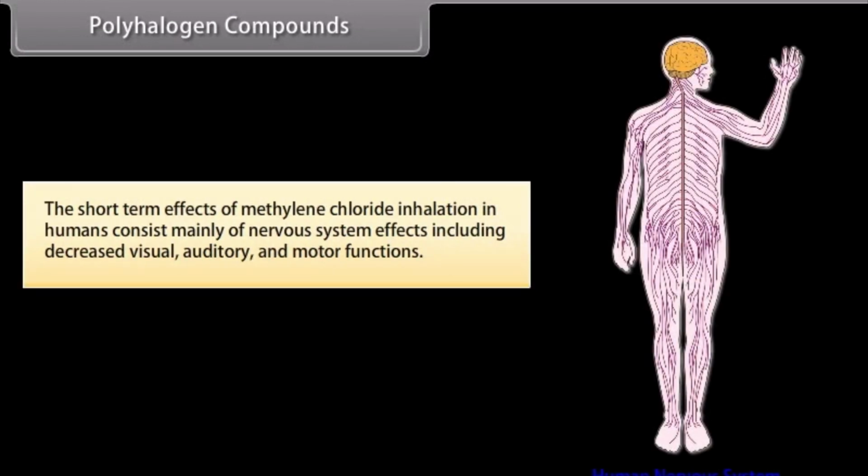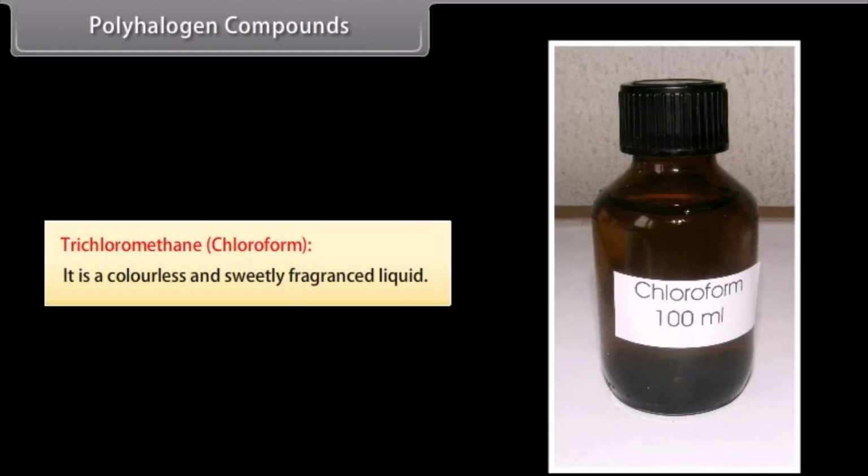The short-term effects of methylene chloride inhalation in humans consist mainly of nervous system effects, including decreased visual, auditory, and motor functions. Trichloromethane, chloroform. It is a colorless, sweetly fragranced liquid.